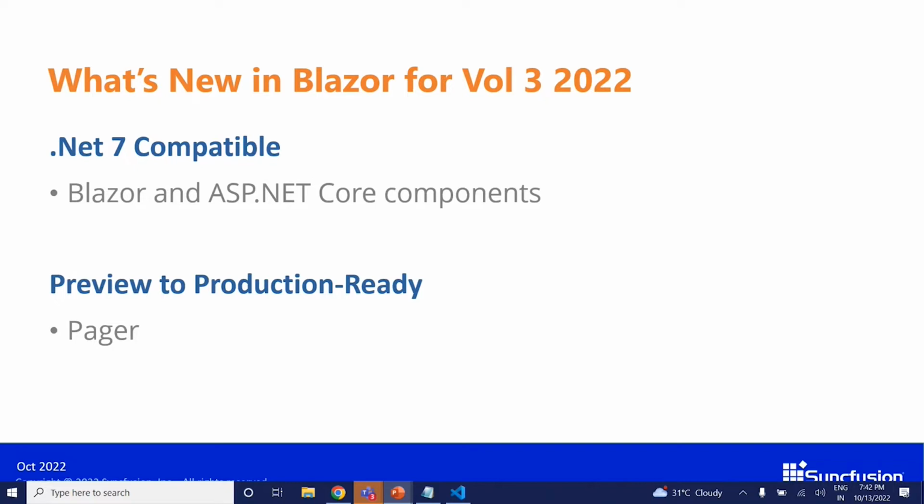.NET 7 compatible. Yes, from this release onwards, all our Blazor components as well as ASP.NET Core components are made compatible to work with the .NET 7 version. And then we have moved our pager component from the preview state to production ready. So you can start to use it in your production environment.